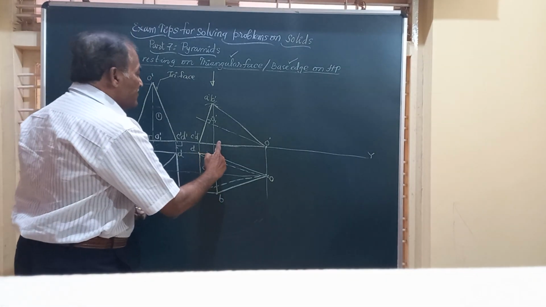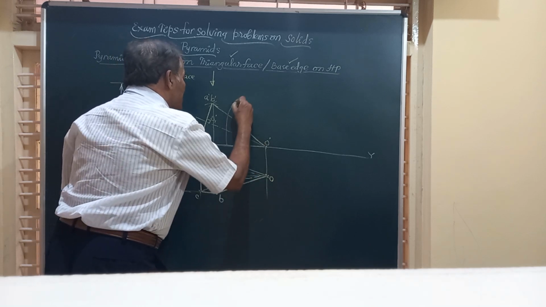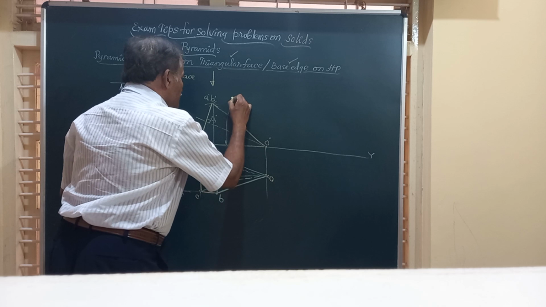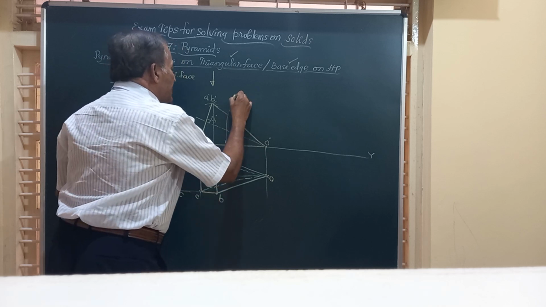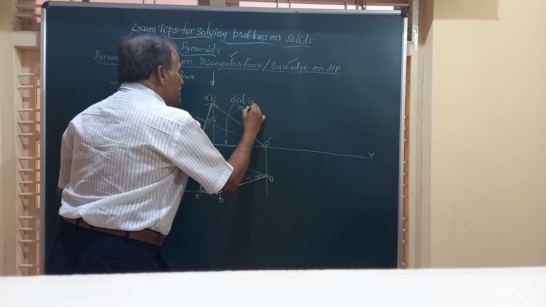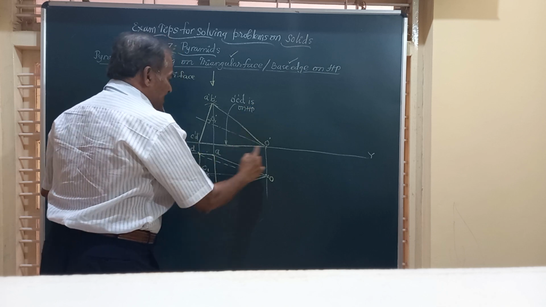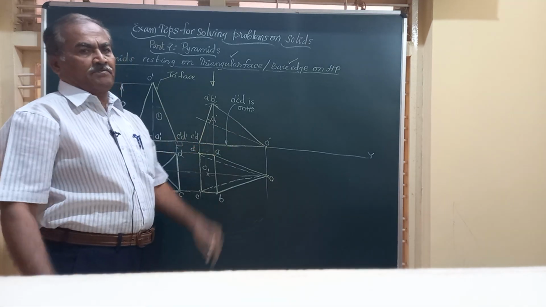So here you can observe, friends, this OCD is on HP. So I'll write down here, O dash C dash D dash, the triangular surface is on HP. Hence it is seen as a line there. OCD is a triangular face and that is on HP.